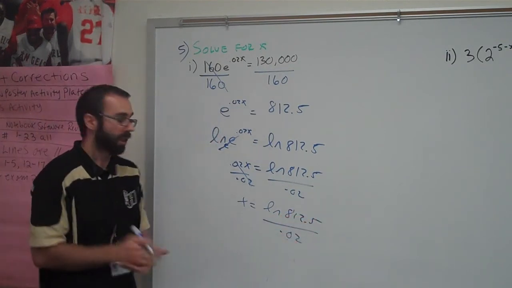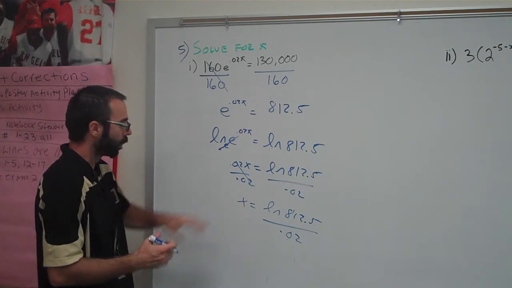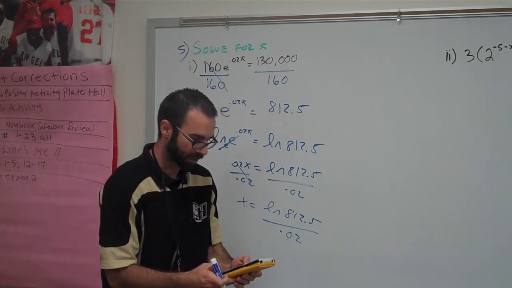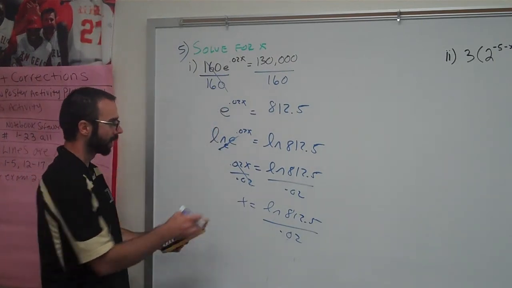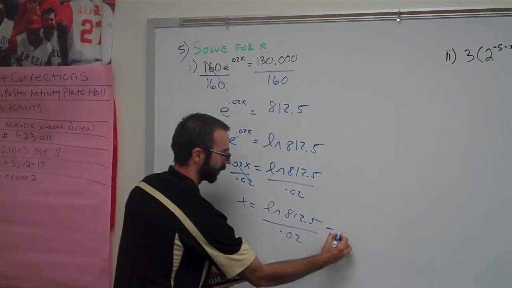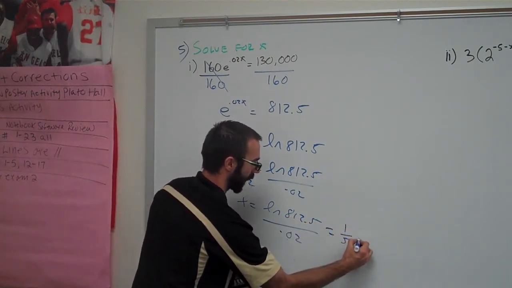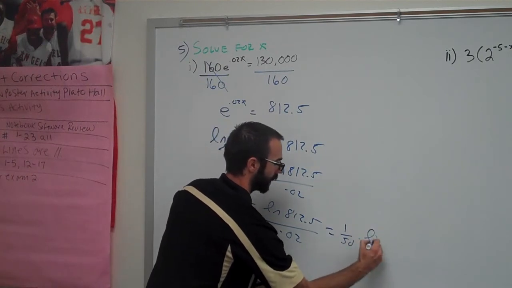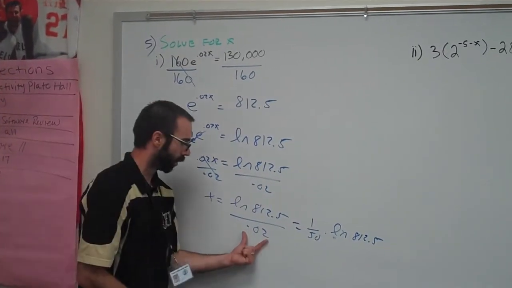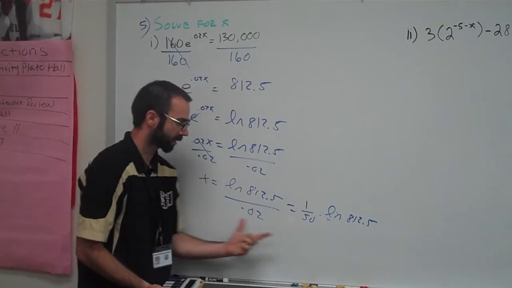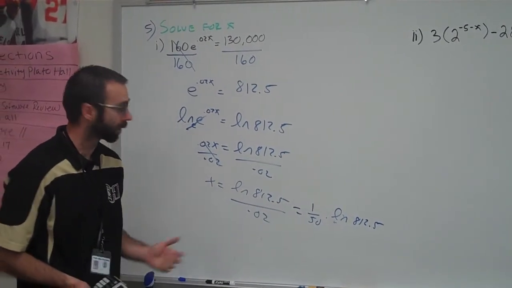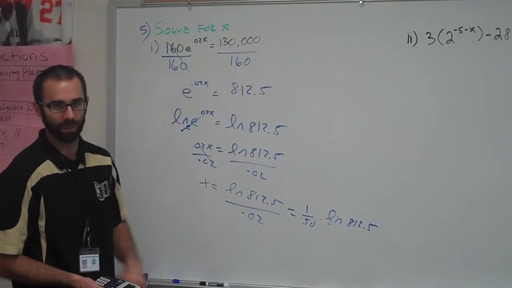That's a precise answer. Okay, or you could have turned 0.02 into a fraction, you could have done 1 over 50. So you could have said, another way of doing this is you could have done 1 over 50 times the natural log of 812.5. You could have done that as well. 0.02 is 1/50th. So these two are equivalent. Both answers are precise answers. You didn't have to put it in decimal form. So either one would have given you the full thumbs up there.